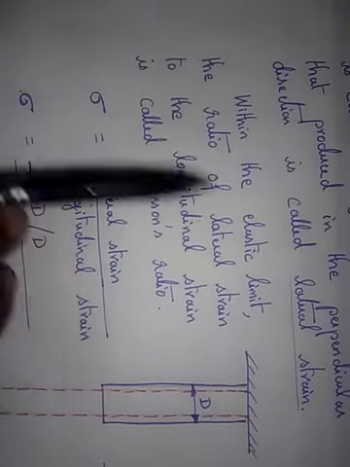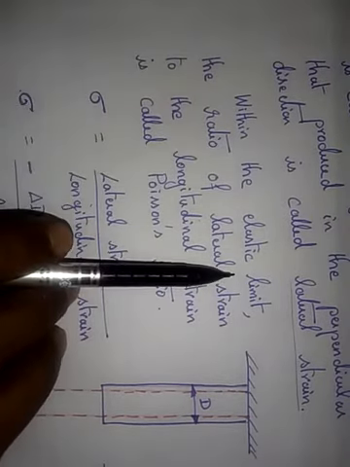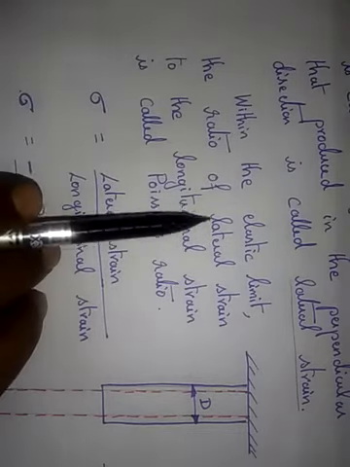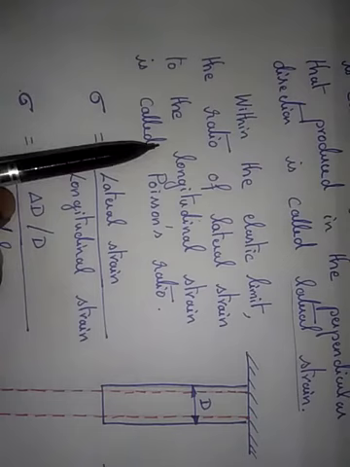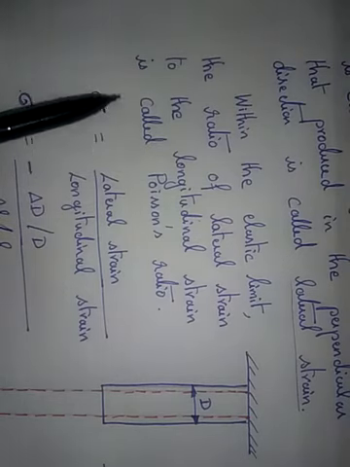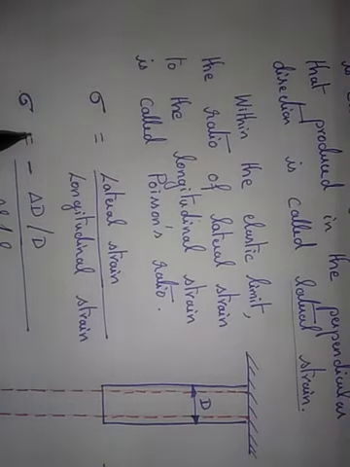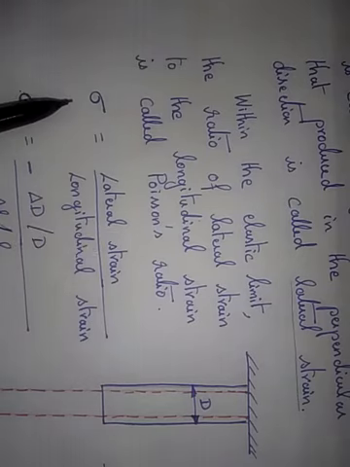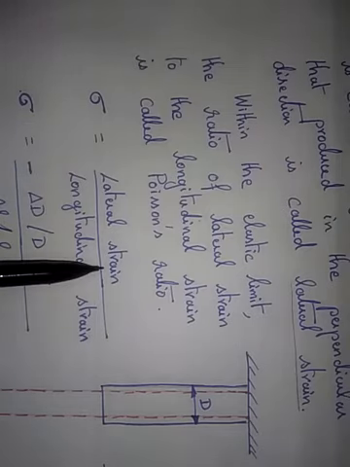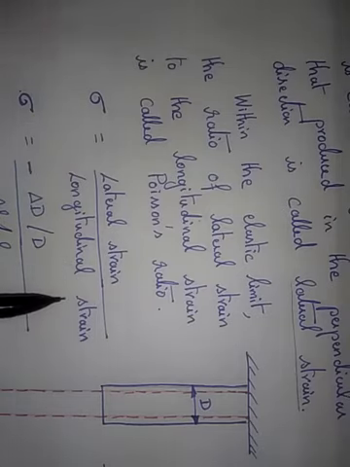Within the elastic limit, this term is important. Within the elastic limit, the ratio of lateral strain to the longitudinal strain is called Poisson's ratio. So Poisson's ratio is indicated by sigma, Greek alphabet, which is equal to lateral strain by longitudinal strain.